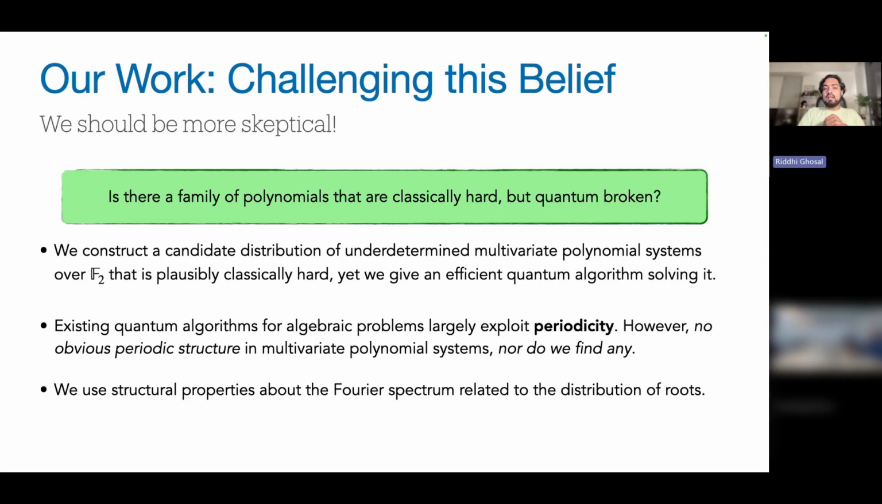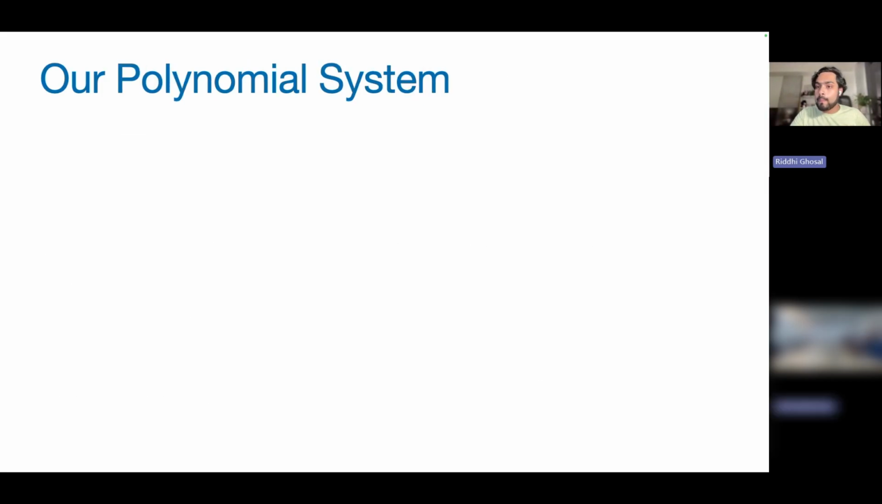All right. So now that I believe I've given some context, let's just directly dive into the polynomial system that we have looked into, the polynomial system that we've come up with.